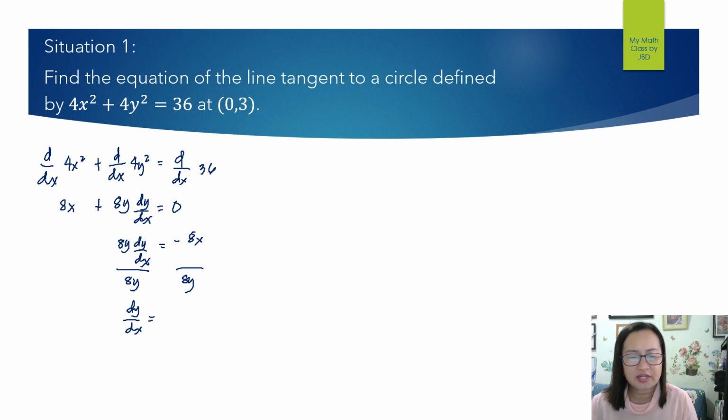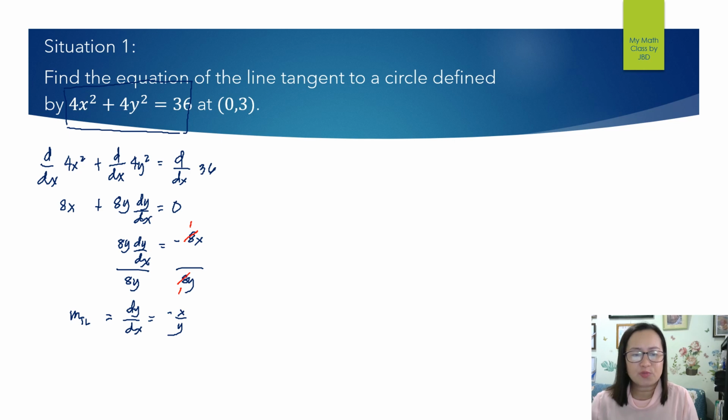So at the right side, we will have negative 8x over y. We can cancel 8, so by dividing 8 divided by 8, we will have 1, and we also have 1 in the denominator. Simplifying, we will have negative x over y. Now remember that this is the derivative of the function or the equation 4x squared plus 4y squared equals 36. And this is equal to the slope of the tangent line.